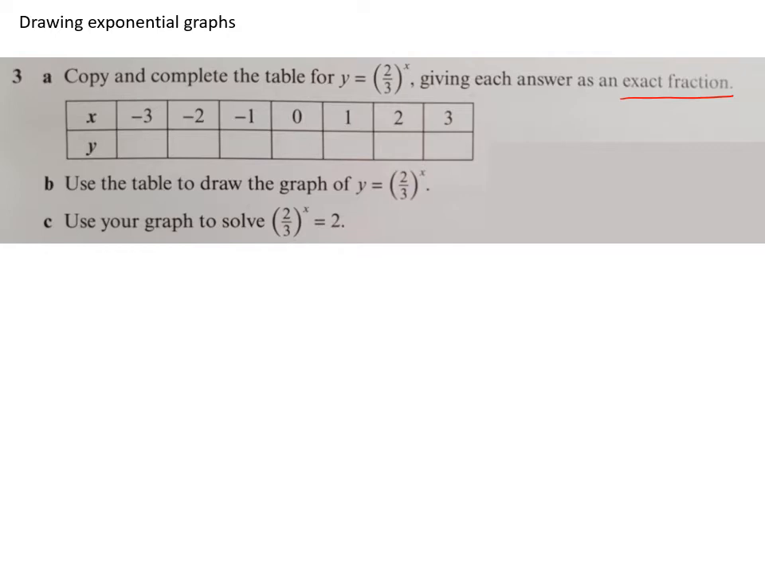So we've got 2/3 to the power of x. So in the first case over here, we've got a power of -3. So I'm going to cube both of the numbers. So that's going to give me 8/27, and then find that reciprocal because we've got a negative power. So it'll be 27/8. When we've got a power of -2, I'll square my numbers, then find the reciprocal. So it'll give me 4/9 initially, and then 9/4 to find the reciprocal. Power of -1, we'll just find the reciprocal of that fraction, 3/2.